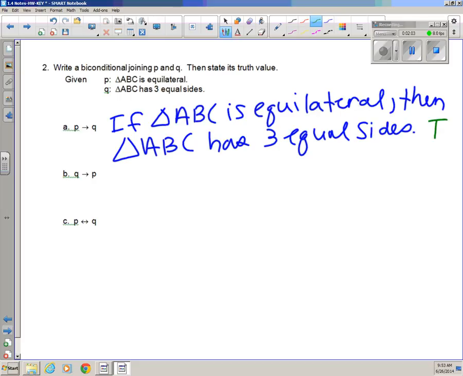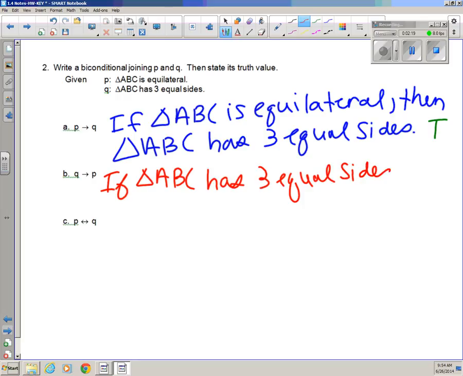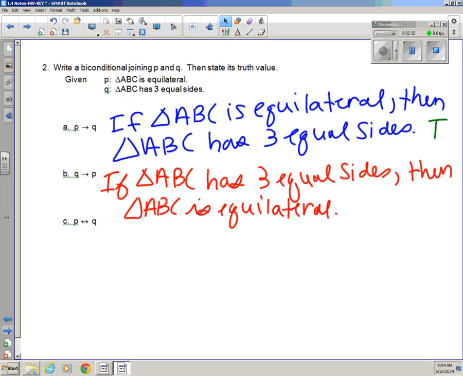So this is true. Then let's write the converse sentence. The converse says, if Q, then P. So if triangle ABC has three equal sides, then triangle ABC is equilateral. Well, let's think about that for a second. If I've got three equal sides, am I equilateral? Well, of course I am. So this is true as well.